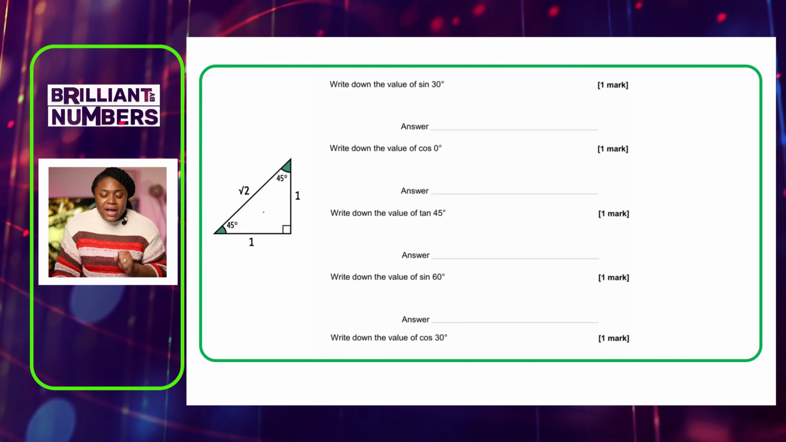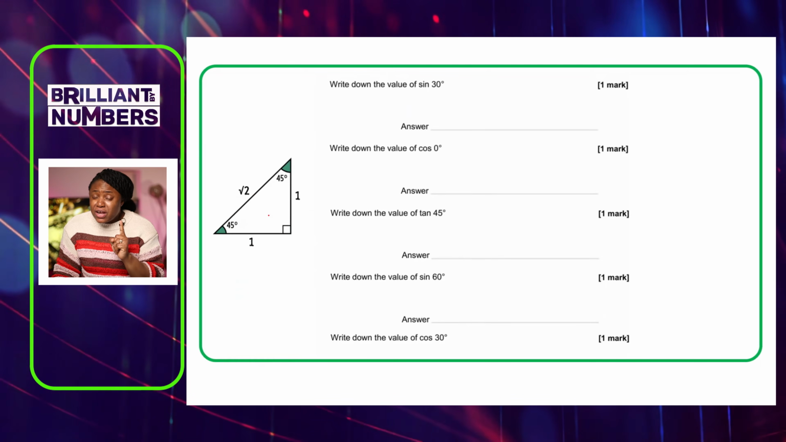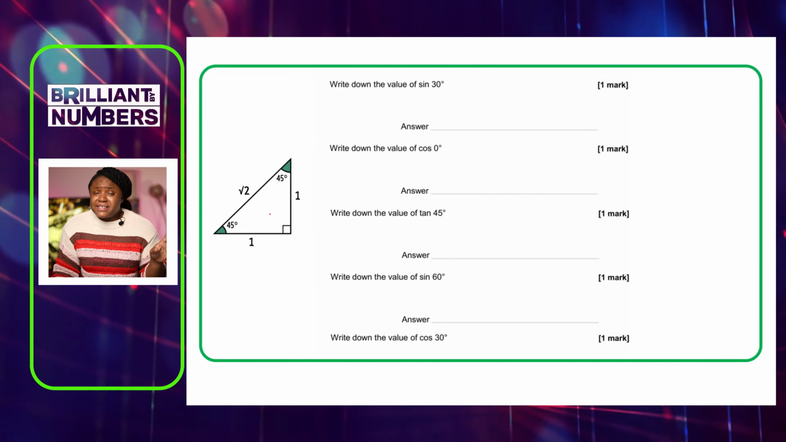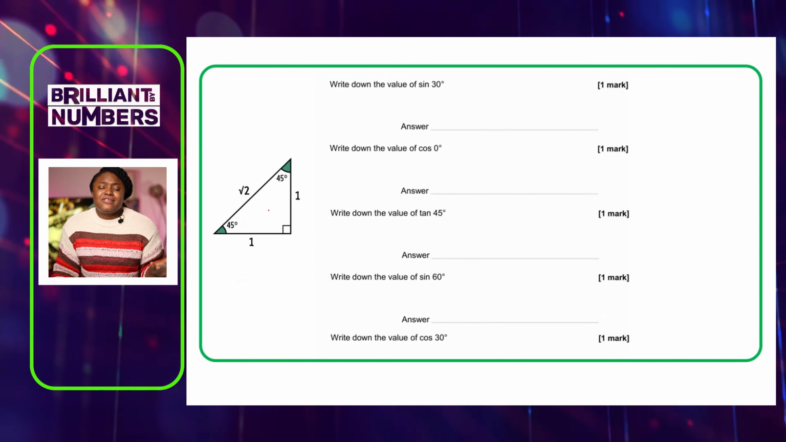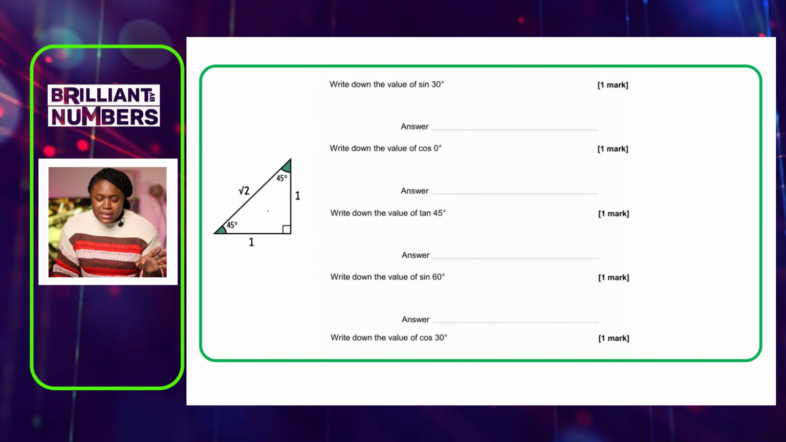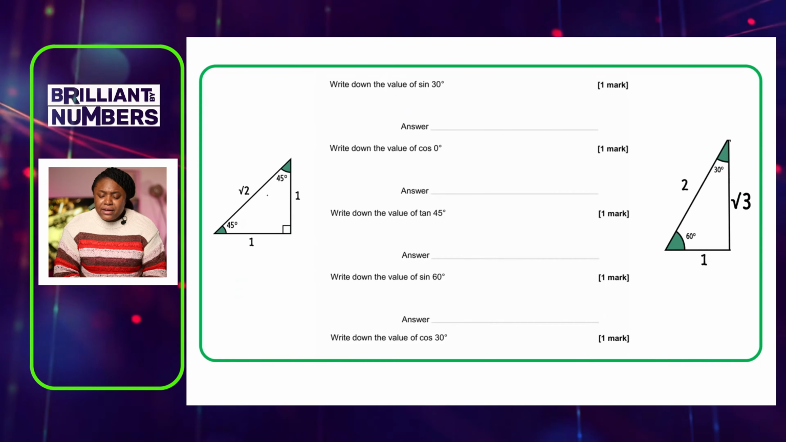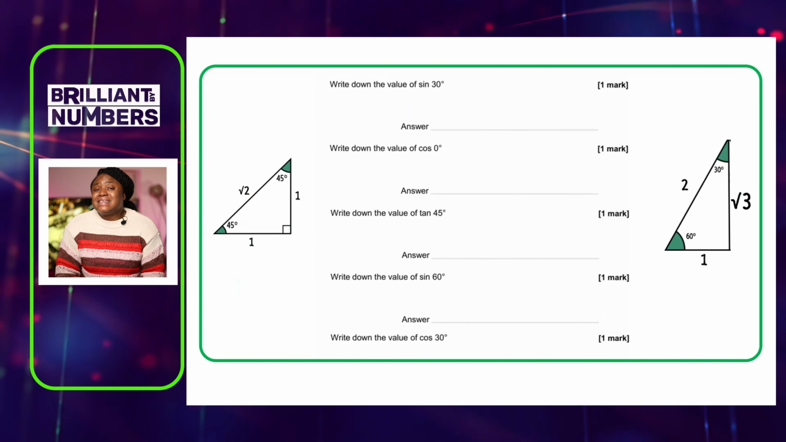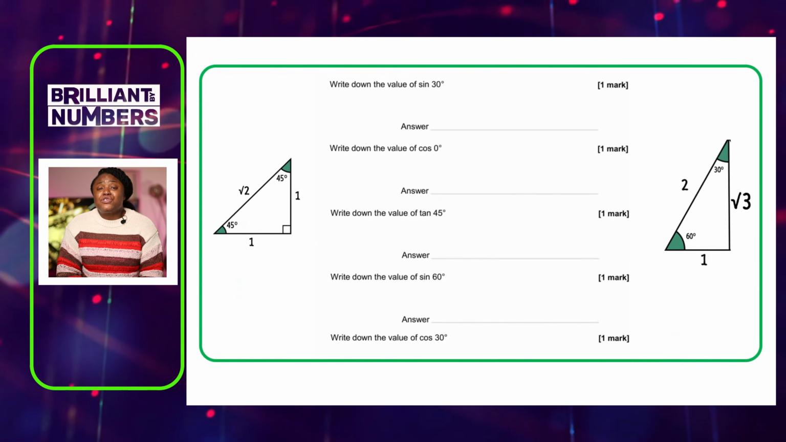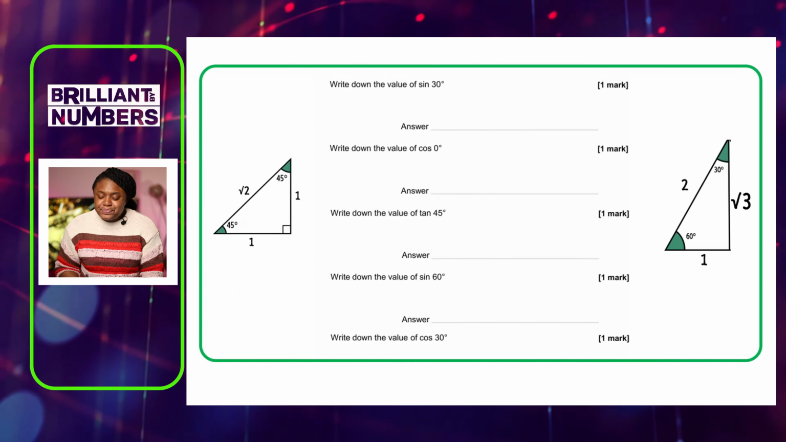Once you memorize this triangle, the first thing you do, you go into your exam, you write these triangles down because you're going to use them. So the other triangle we need is the one that gets us the 60 degrees and also the 30 degrees.